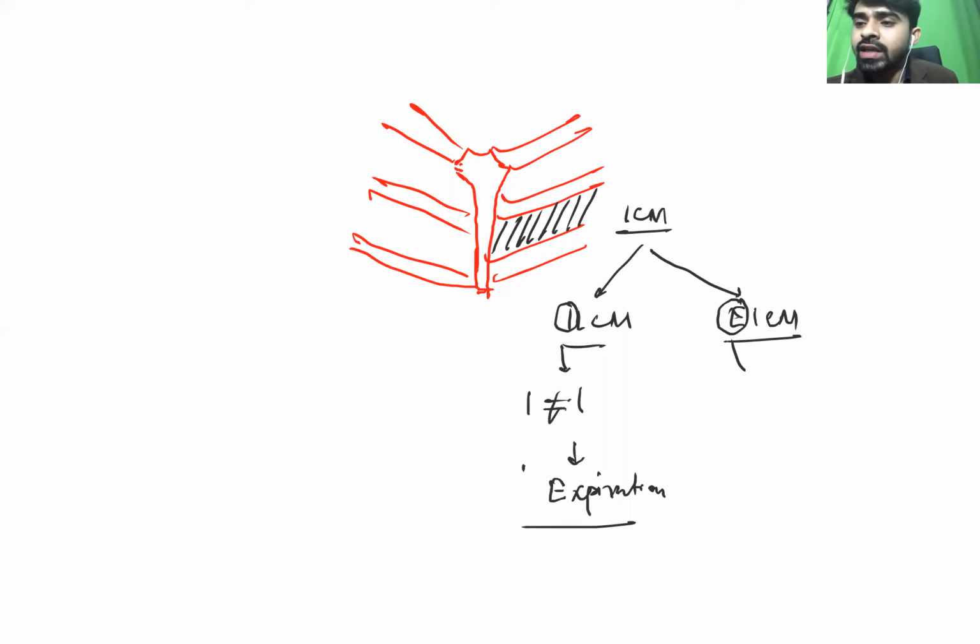And here E is not equal to E, rather external intercostal muscle mainly helping in inspiration.